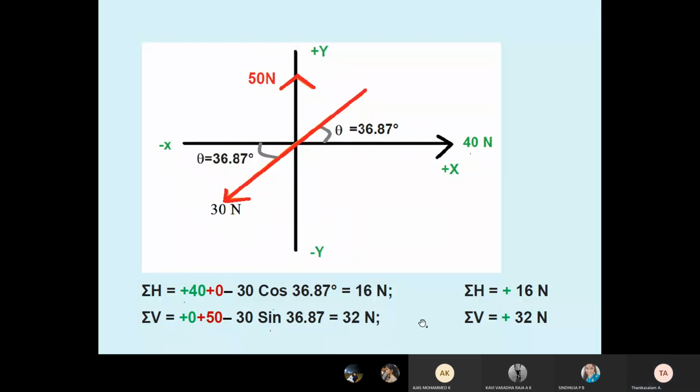30 Newton. Ajaj Mohammed, are you understand this one? Ajaj, Sir. are you understand? Yes, sir. Any doubt? No, sir.